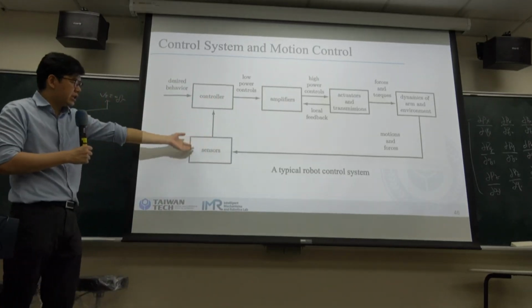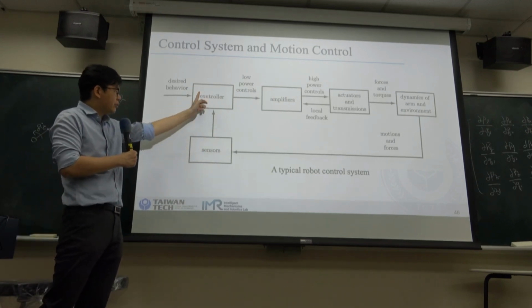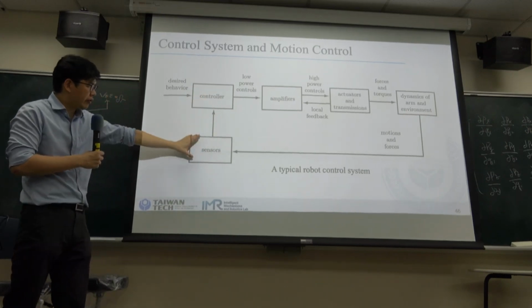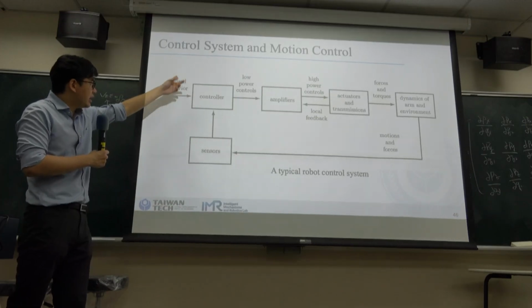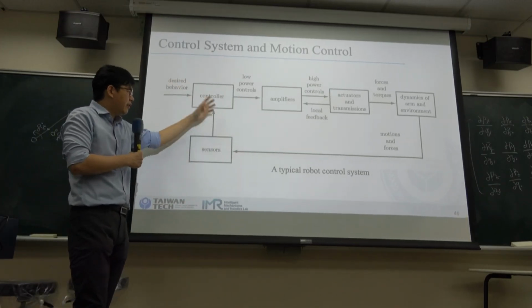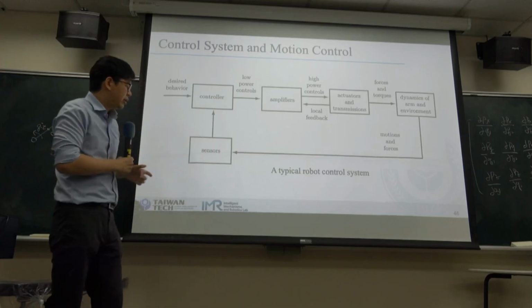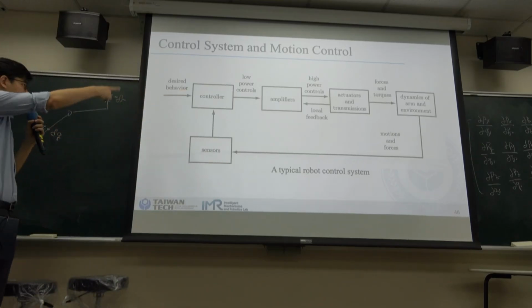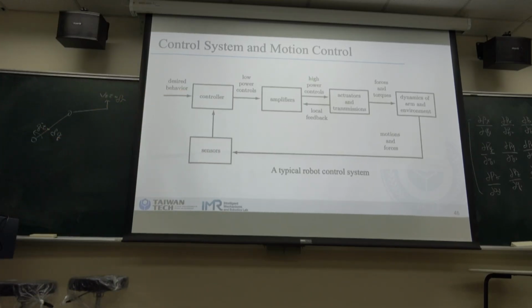And you use the sensor to check and feed back to the controller, to check whether your current configuration is the same as your desired behavior. If not, you're still doing the closed loop until you match your desired behaviors. So this is usually in the robot's controller.